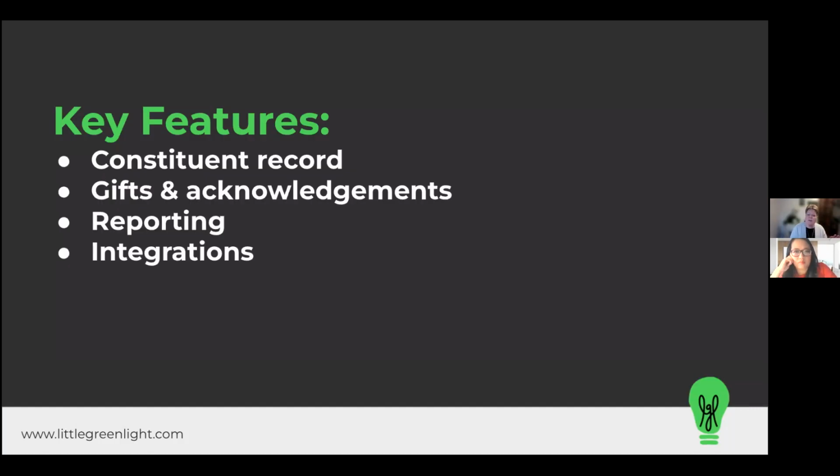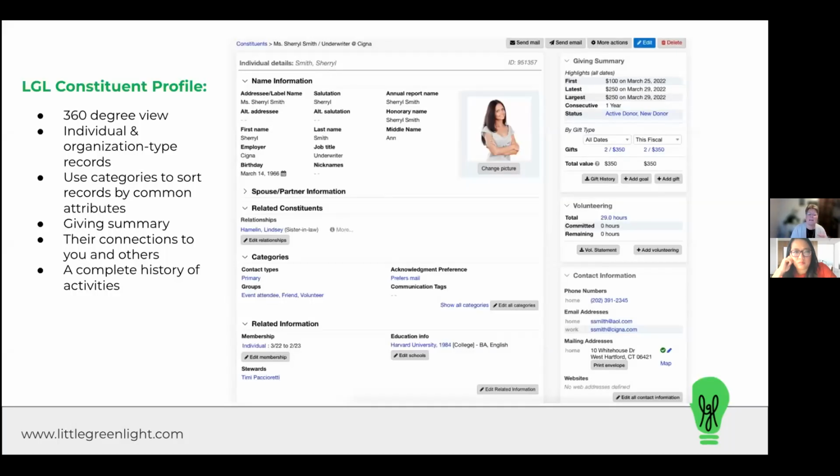So we're going to take a look at four key areas in the time we have together today. Specifically, we're going to talk about the constituent record, gifts and acknowledgements and what you can do there, our reporting, and then a little deeper look into integrations.